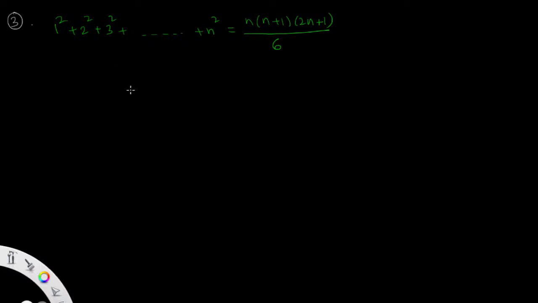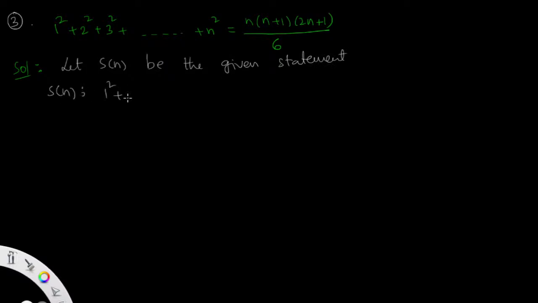Sigma n square, that is n into n plus 1 into 2n plus 1 by 6. Whatever the step is given, let us assume, as per the principle of mathematical induction, let S of n be the given statement. Therefore, S of n such that 1 square plus 2 square plus 3 square going on up to n square, this nth term is given. No need to find out the nth term.